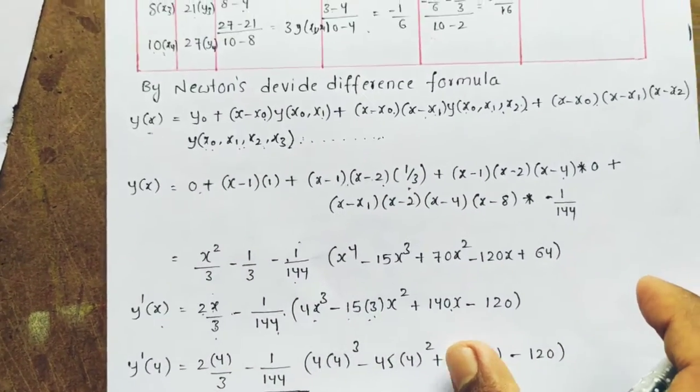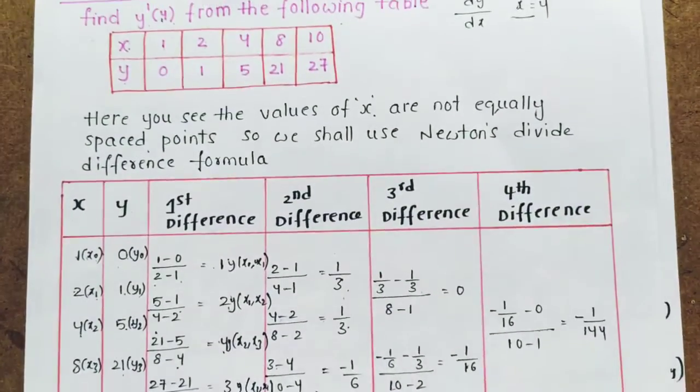In this way we can find the unknown function by using Newton's divided difference formula.